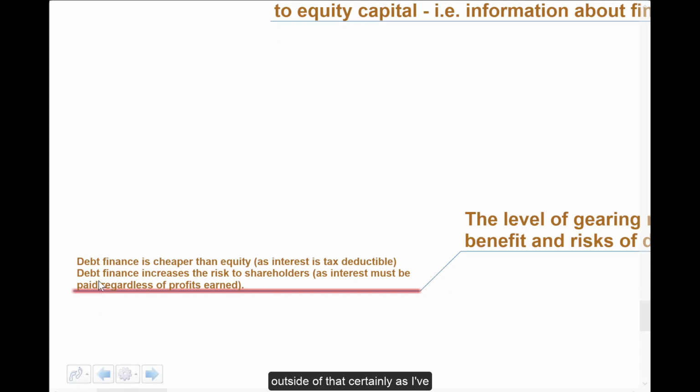Outside of that, certainly, as I've mentioned, debt finance increases risk to shareholders, absolutely, because debt holders, banks, VC companies, etc., they have preference over equity holders in the case of anything going wrong, a wind-up, for example, liquidation. So there are pluses and minuses to both sides, but also don't forget, it's not unusual for certain companies, e.g. manufacturing companies, to have a high level of gearing because they borrow to invest in equipment.